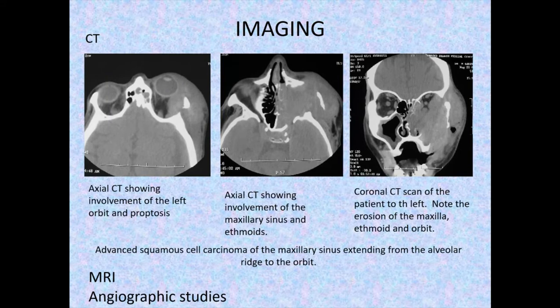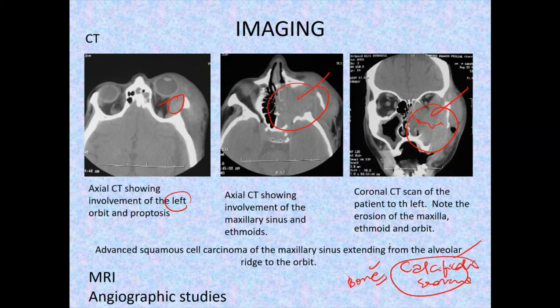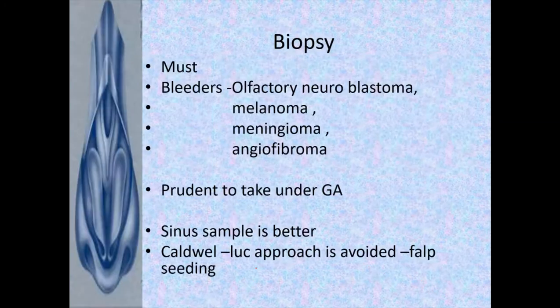So the various images show involvement of the left orbit and proptosis. Axial CT scan showing the orbit and involvement of the ethmoid sinus, as you could see here. Coronal CT scan, as you could see in the patient on the left side, these are the involvements, and erosion of the orbital wall. Calcifications and erosions are features of bone involvement in tumors. You can go for MRI, and angiography studies also.